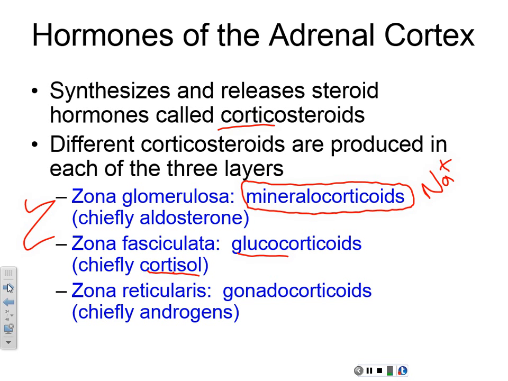Okay, anyway, so the fasciculata releases glucocorticoids that mobilize glucose, and there's cortisol. So it's geared to respond to stress. Any stressful situation, you release cortisol so that you have glucose to make you feel better.